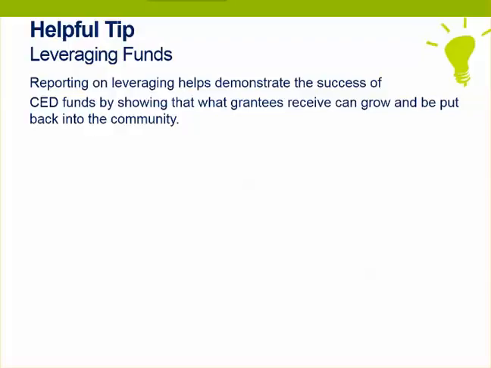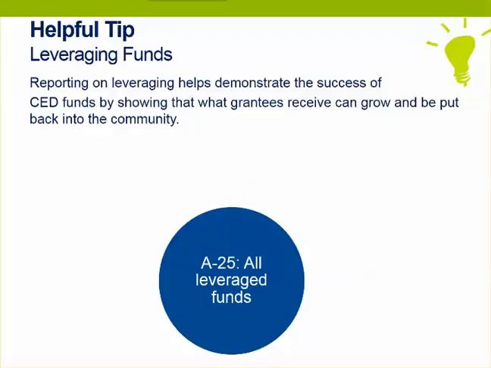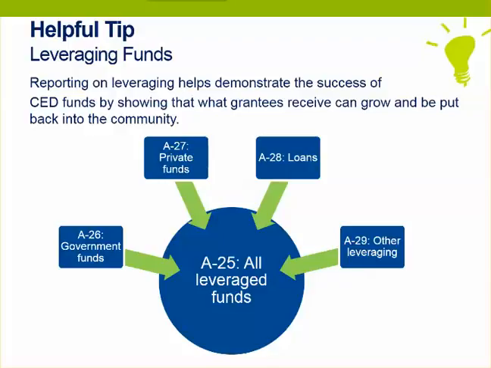These 5 indicators related to leveraging on Form A measure the amount of money leveraged through any non-CED source. So indicators A26 through A29 ask you to report on how many dollars your project has leveraged from government funds, private funds, loans, and other sources of leveraging. And for other sources, in the explanation field next to this indicator, you can go into more detail about the sources or type of loans these funds come from.